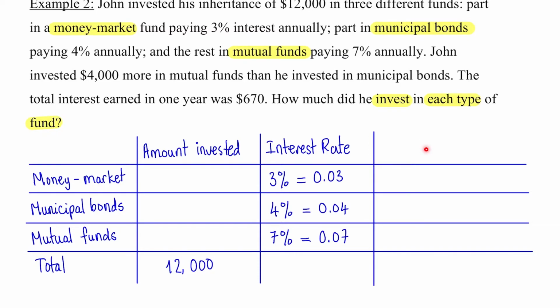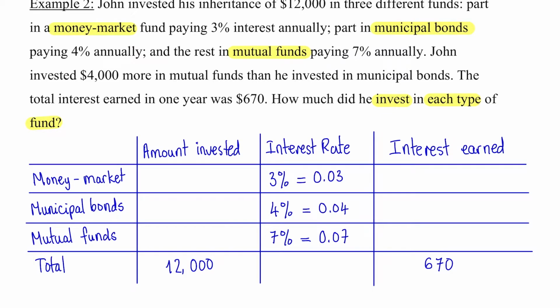The next information that I want to put into the table is the amount of interest that John collected in 1 year. From here, they told me that the total interest earned in 1 year was $670. I don't know how much interest he earned in each fund, but I know the total was $670.